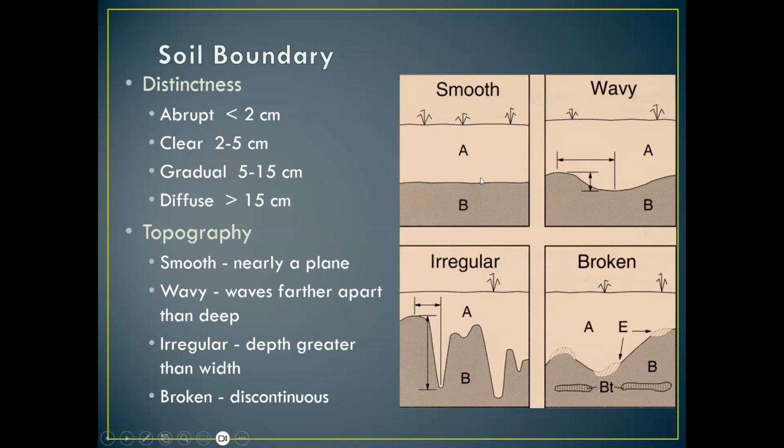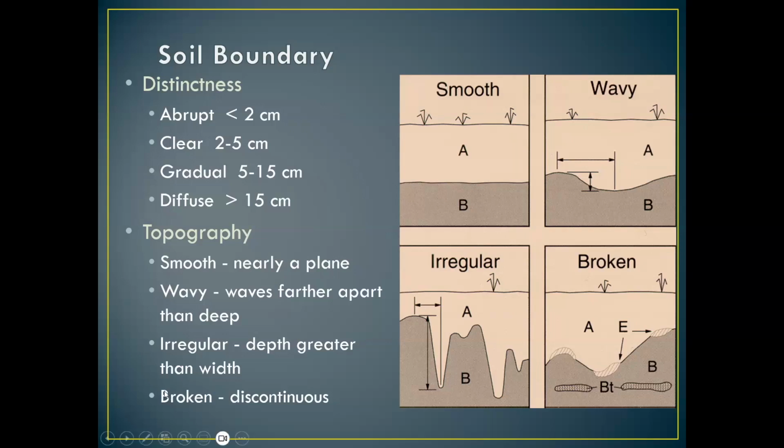Clear means there's something here and something here, and it changes over 2 to 5 centimeters, or 1 to 2 inches. That's clear. Gradual means I know something's here, I know something's here, but it changes over 5 inches. I can't really define a straight line of where that is. That's gradual, and diffuse is greater than 15 centimeters, or roughly 5, 6 inches or so. So we should define what the boundary is, whether it's abrupt.